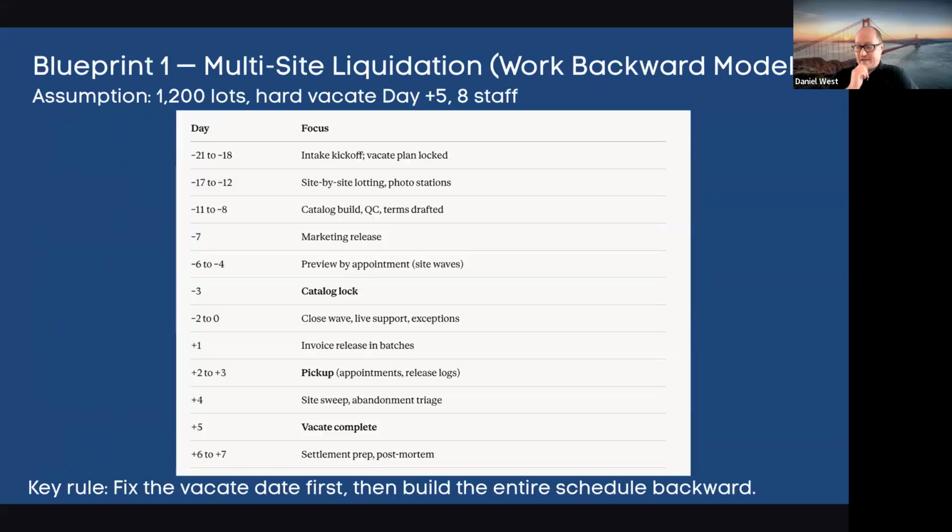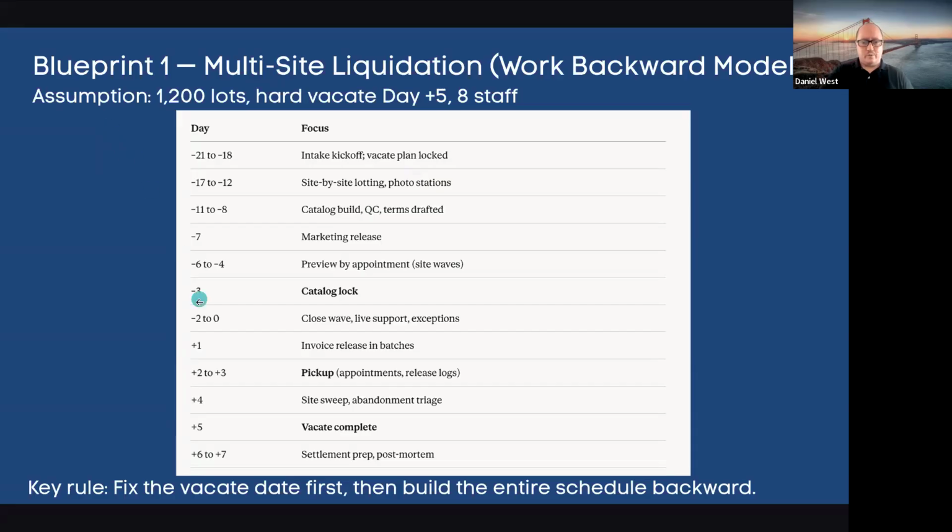So I thought I'd put together a couple of blueprints. These are not hard set in stone blueprints. This is just a basic idea of how you might structure or how you might think about the structure of your flow. And so here we have a situation where you have multiple locations. In this case, we're going to assume 1,200 lots, and that you have to get out 5 days after the auction's over, and you have 8 people working for you. So something like this might work, right?